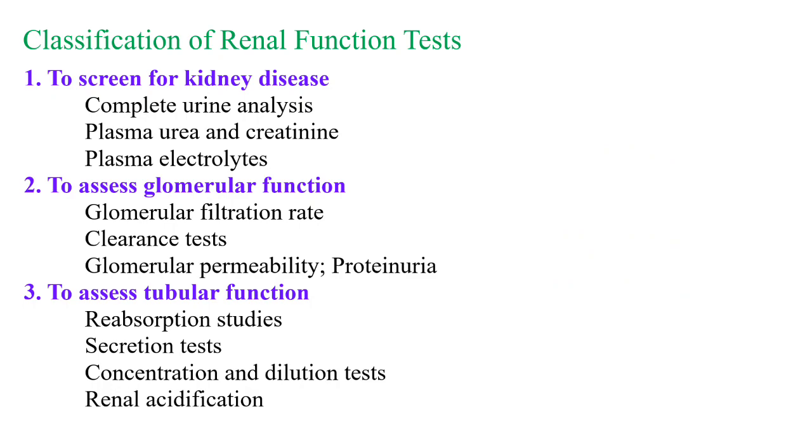So come to the classification of renal function tests. Many tests are there to assess renal function, but based on the functions we classify them into: tests to screen for kidney diseases, like complete urine analysis, plasma urea and creatinine (NPN substances) along with electrolytes; tests to assess glomerular function, like GFR, clearance tests and glomerular permeability; and tests to assess tubular functions, like reabsorption studies, secretion studies, concentration and dilution tests, and renal acidification tests. So this is the classification of renal function tests.